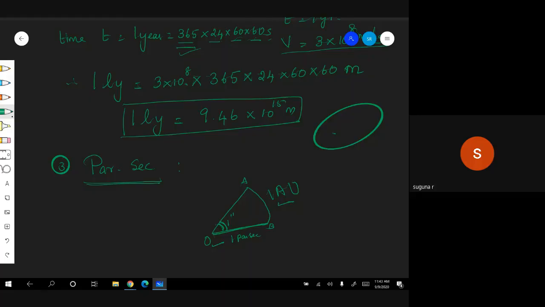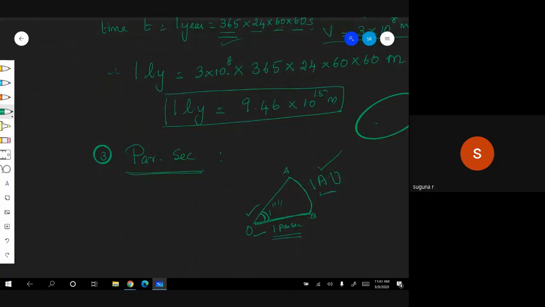Okay, therefore, once again, this radius is what is called parsec, or parallactic second. Okay, therefore, what is parsec? 1 parsec is the radius of the circle at the center of which an arc of length 1 astronomical unit subtends an angle of 1 second. Is it clear?